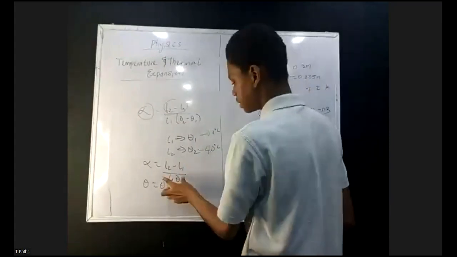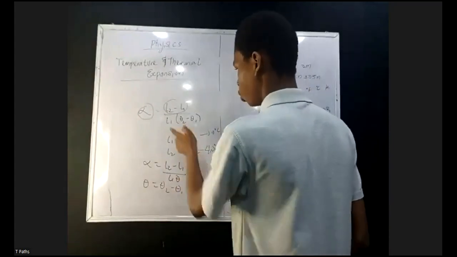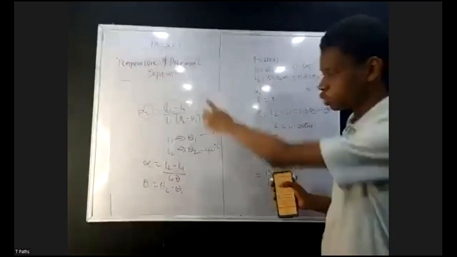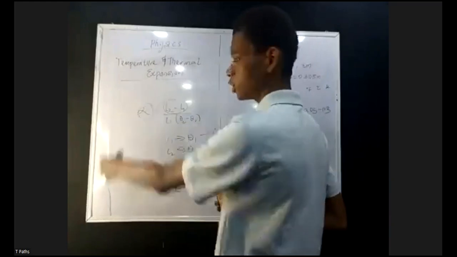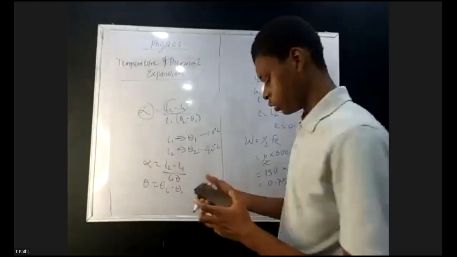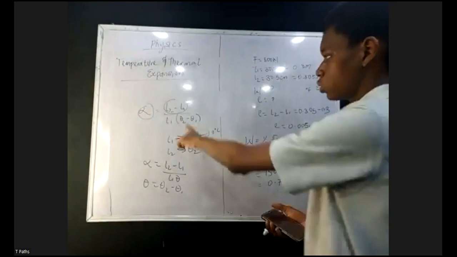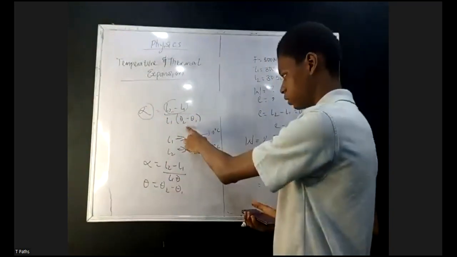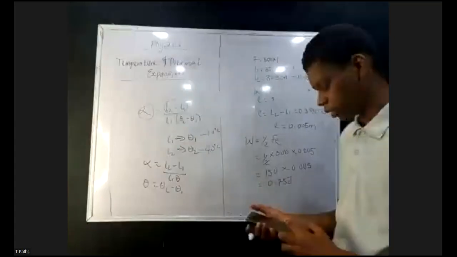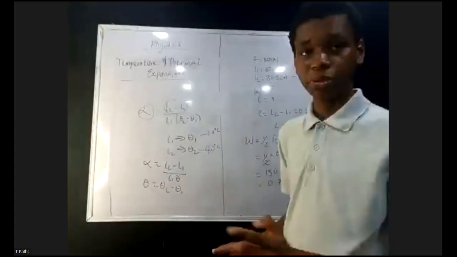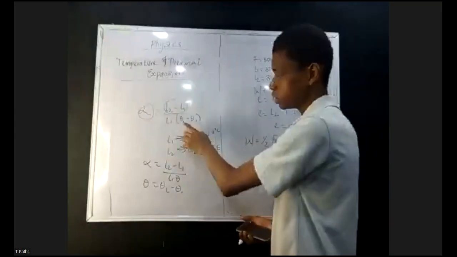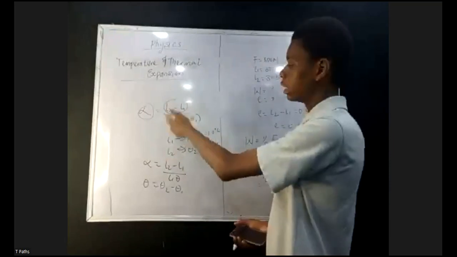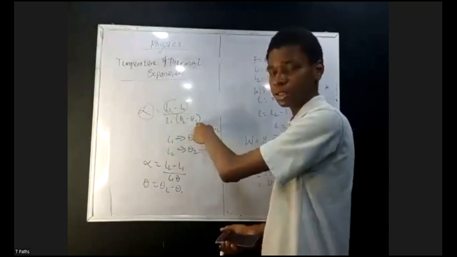So you can write it as this: L2 minus L1 over L1 theta, or L2 minus L1 over L1 times theta 2 minus theta 1. Any one that is convenient for you, but the two mean the same thing. So this is linear expansivity. Don't forget, it is represented by alpha. I already explained L2 is the final length, L1 is the initial length of the material. Theta 2 is the final temperature, while theta 1 is the initial temperature. So this is the temperature at L2, while this is the temperature of the material at L1.